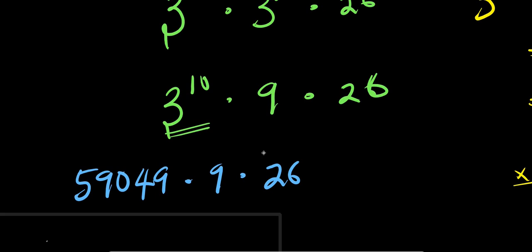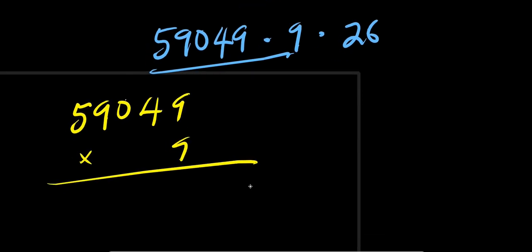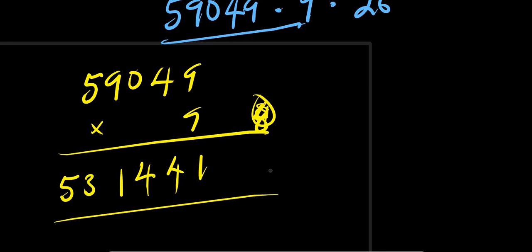So let's start. You multiply 59049 by 9. 9 times 9, 81. 1 carry over 8. 9 times 4, 36 plus 8, 44. 4 carry over 4. 9 times 0, 0, 0 plus 4, 4. 9 times 9 again, 81. 1 carry over 8. 9 times 5, 45. 45 plus 8, 53. So we have 531441.